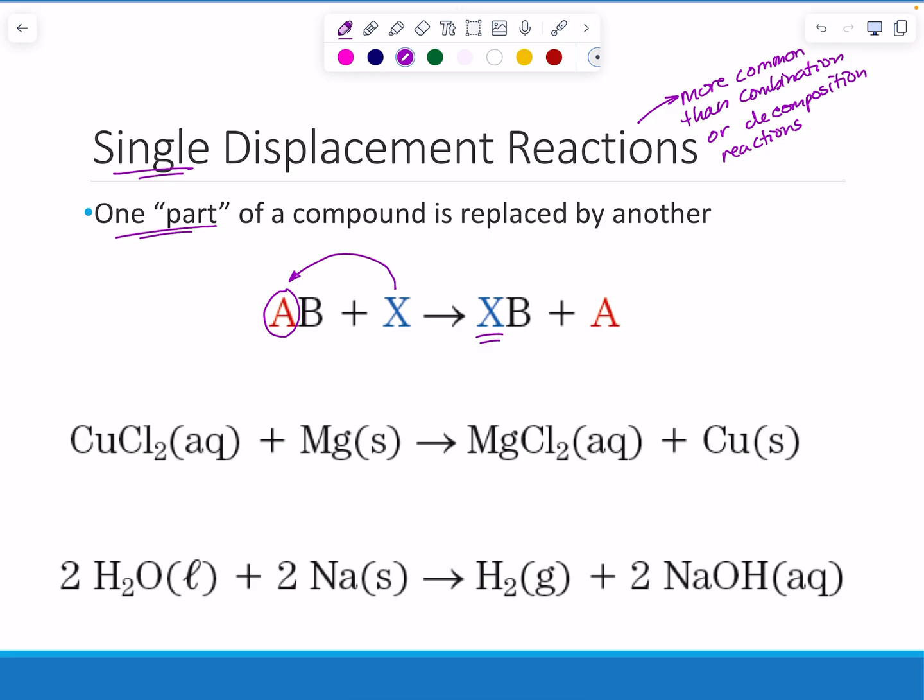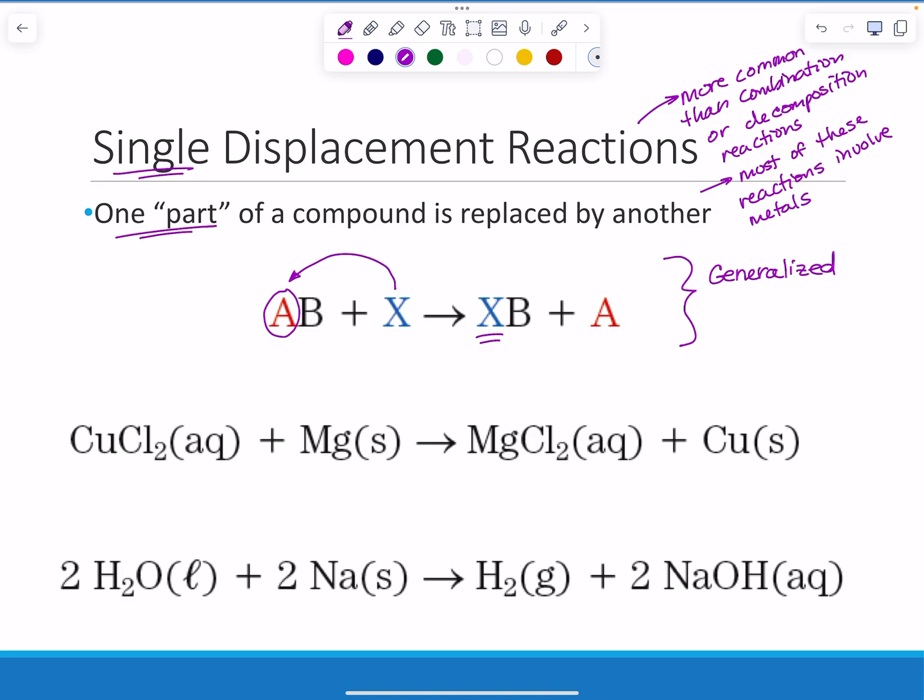And this is just generalized. This is not referring to any particular elements. We use A and B to mean an element, another element, and then X is a third element. So what this looks like, most of these reactions involve metals.